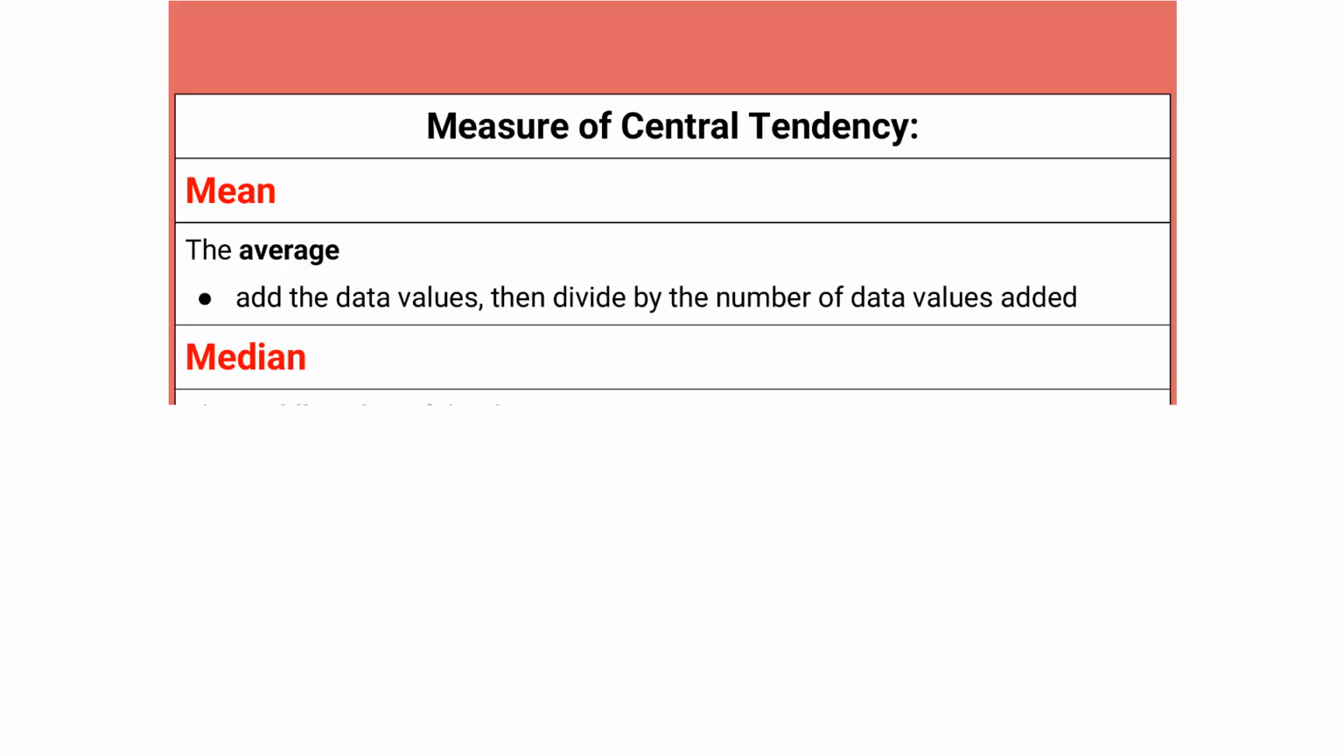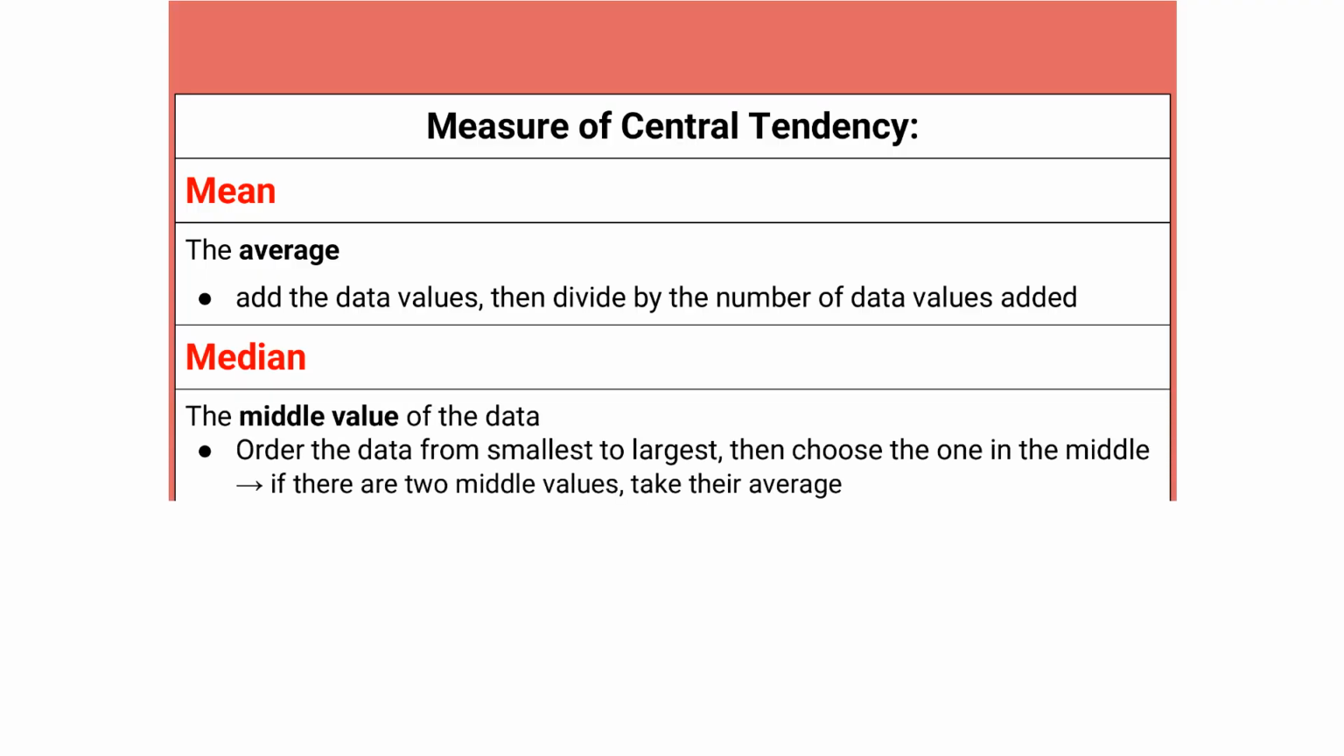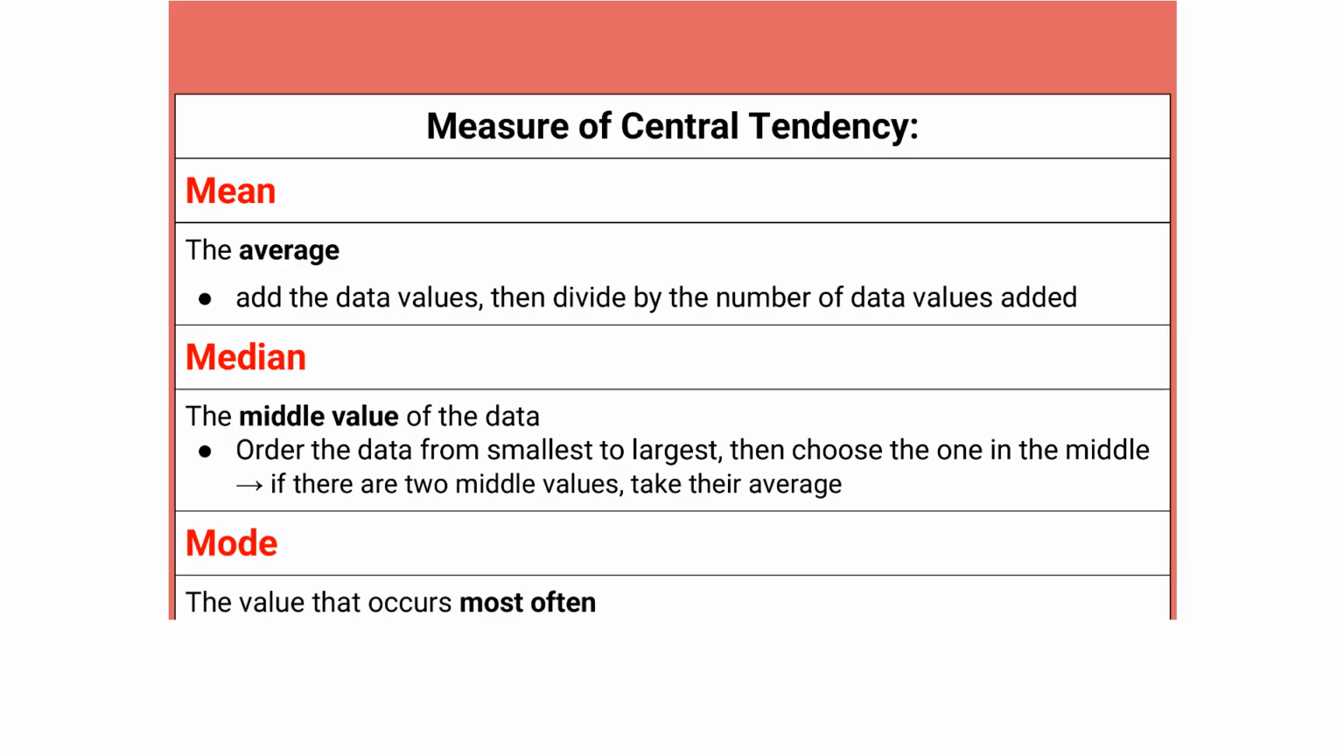Then there's the median. This is the middle value of the data. So first you need to put all of the data into order from smallest to largest, then choose the one that's right in the middle. If there are two middle values, then you take their average. And finally, there's mode. Mode is the value that occurs most often. And there can be more than one mode, so you can have a tie.